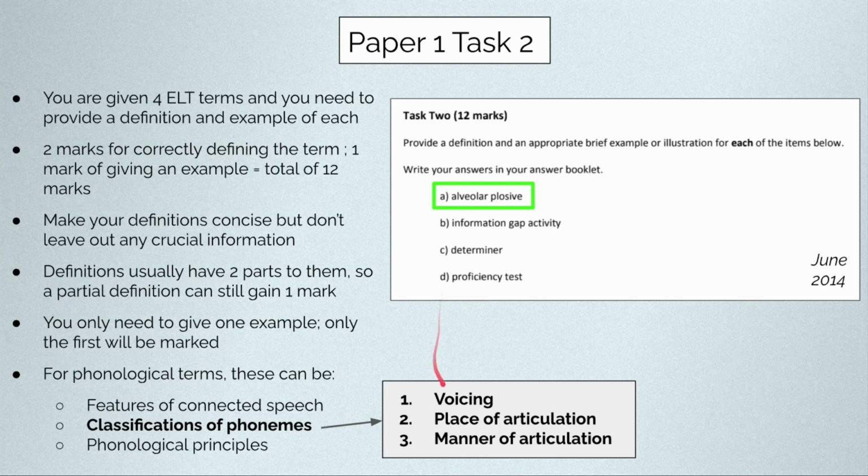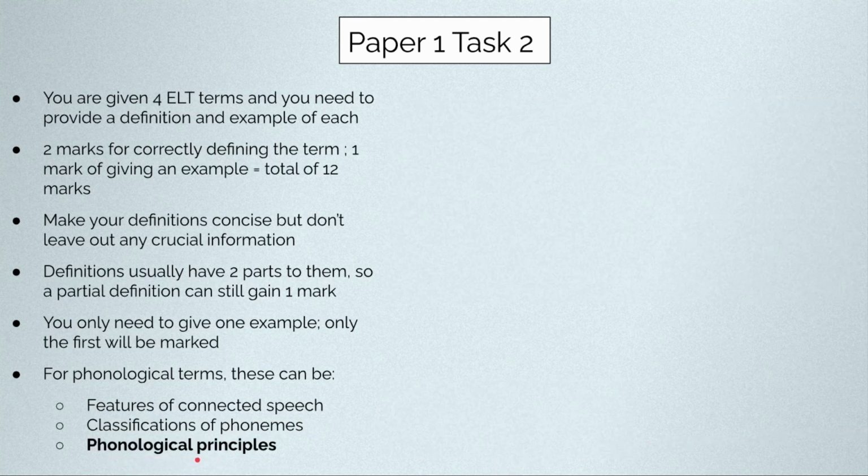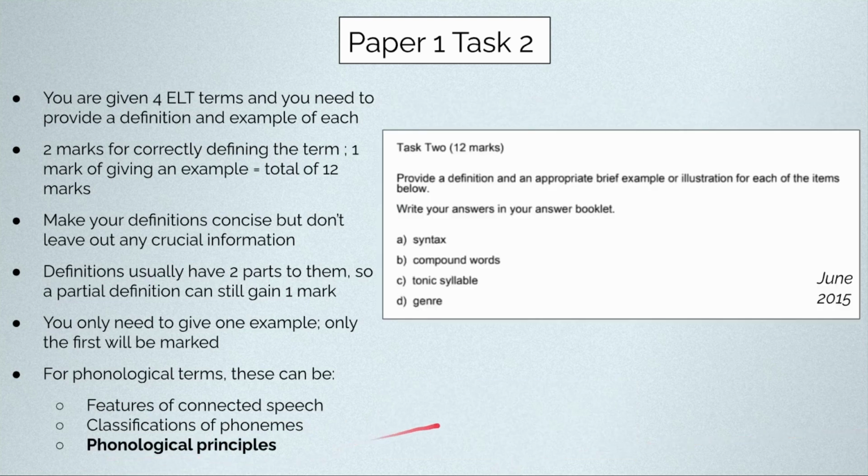So for example, we have Task 2 from June 2014 here, alveolar plosive. Alveolar refers to the place of articulation, the alveolar ridge. Plosive refers to the manner of articulation where air is released explosively. This term doesn't include voicing, but a full classification would be voiced alveolar plosive. And we'll follow that up by looking at some phonological principles, an example of which you can see here from the June 2015 exam, tonic syllable.